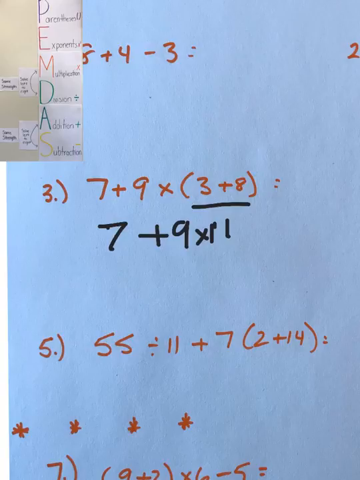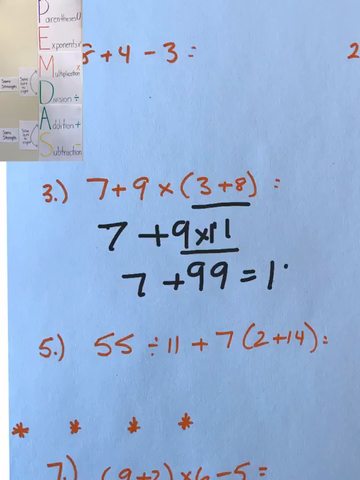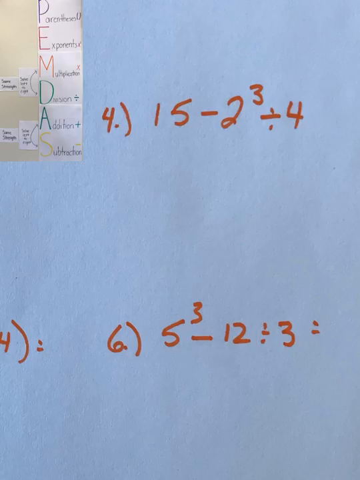Next step, no more parentheses, no exponents. I have to do multiplication and division from left to right. This is 9 times 11. That goes before the adding. 9 times 11 is 99. So I'm going to rewrite 7 plus 99, and I can just work that one out. It's 106.